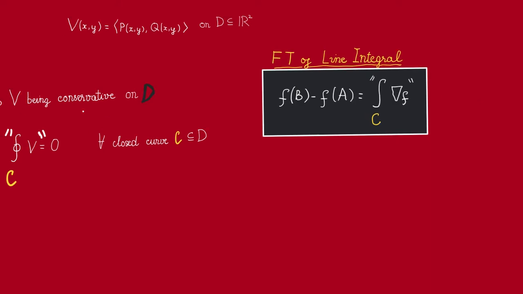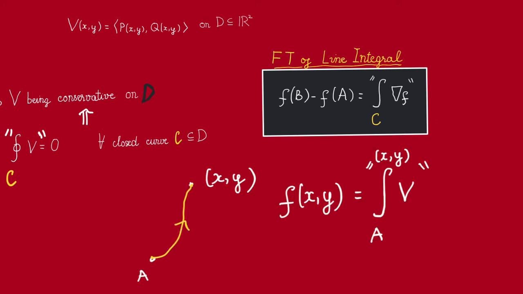Now let's look at the other direction. Suppose the integral of V along any closed curve in D is 0. Then we can construct a potential function f for V as follows. Imitating the construction of antiderivatives in one-dimensional calculus, we can just define f at any point (x, y) to be the integral of V from a fixed point A to (x, y).